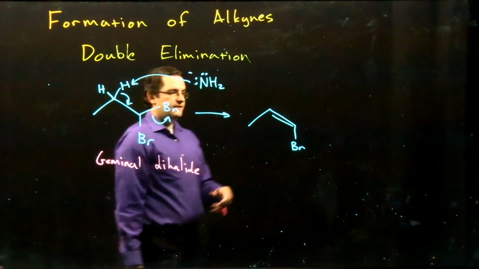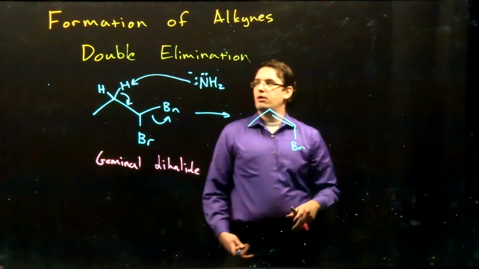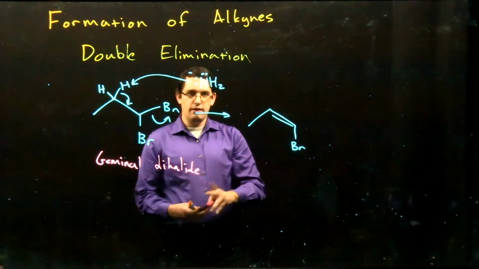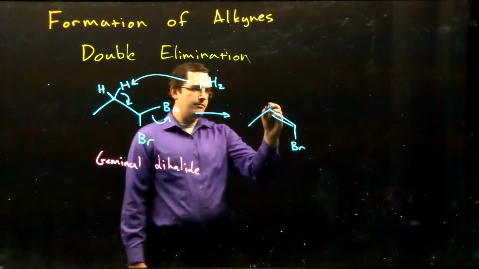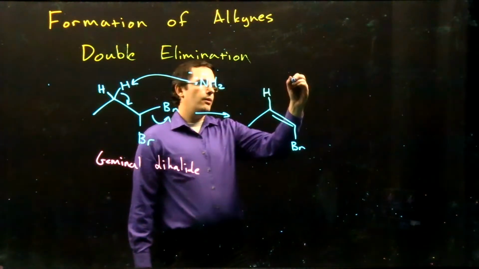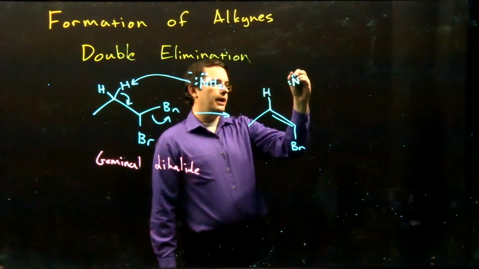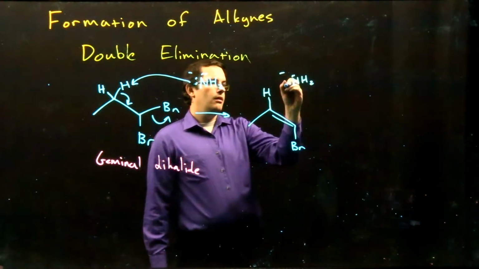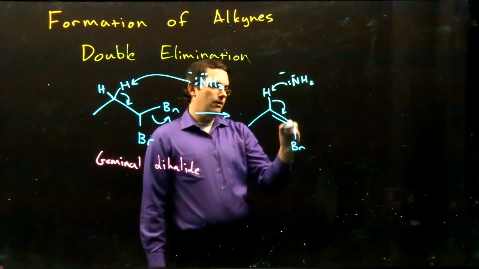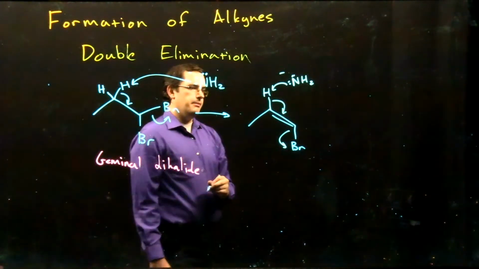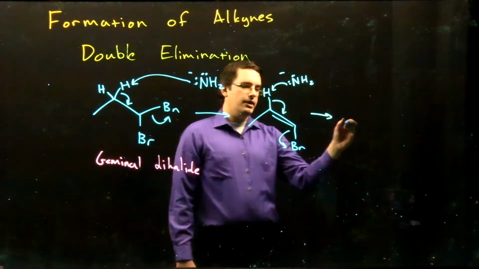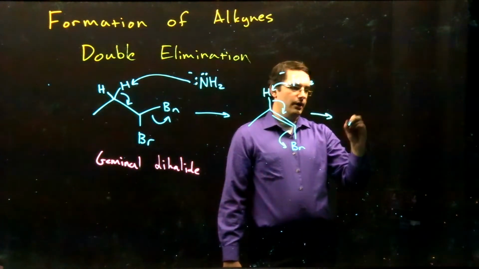So since we have this second halogen here, we can do a double elimination if we have sufficient base, where we can actually repeat our elimination reaction in order to produce an alkyne. Right, so we eliminate again, and we go to our alkyne product.